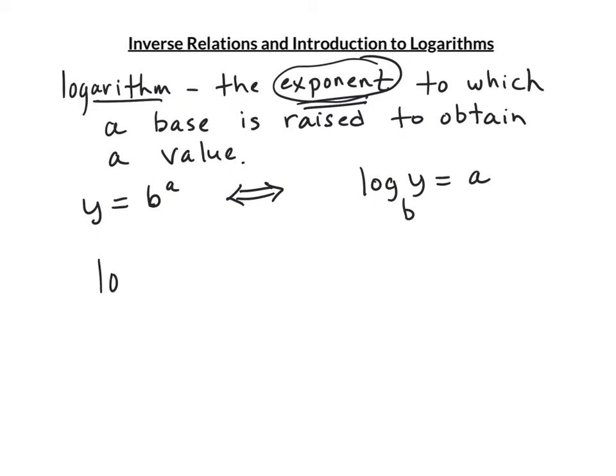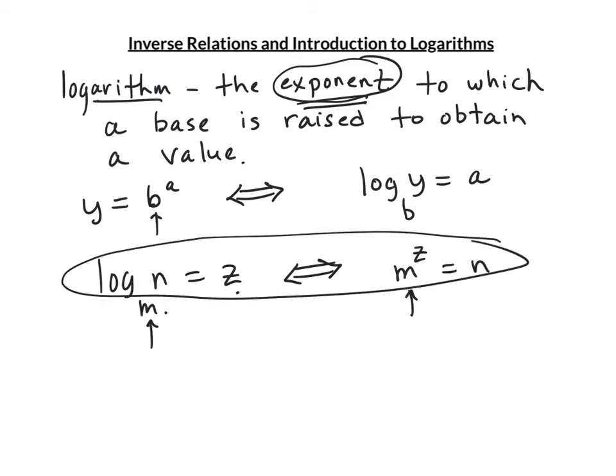If I knew that the log base m of n was equal to z, this would imply the base. Remember that in an exponential equation, the bottom number, like right here, is the base. So this is the base, and this is the base of the logarithm. The log base m of n equals z. The log is an exponent, so the exponent is z. M to the zth power equals n. These two equations are equivalent.